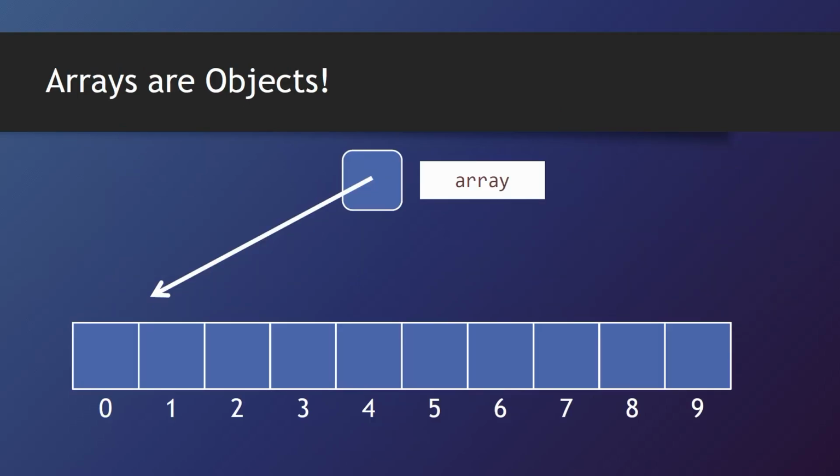Remember that in Java, arrays are objects. That means that the name of the array holds a reference or memory address to the place in memory where the array elements are stored. This is the value of the array variable. This is different from a primitive variable, where the value is just the data itself. For objects, the value is that reference or memory address.